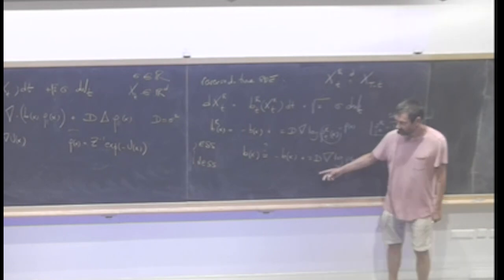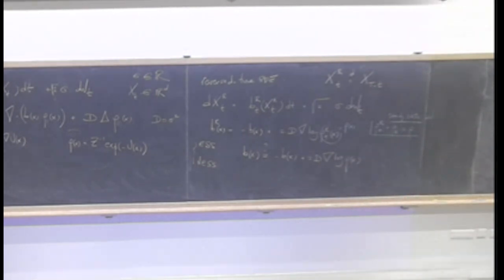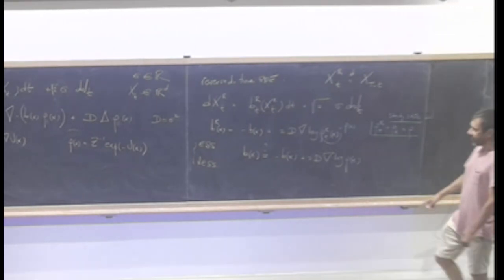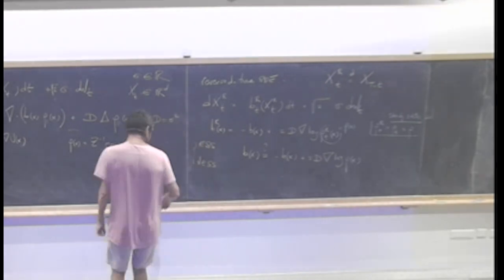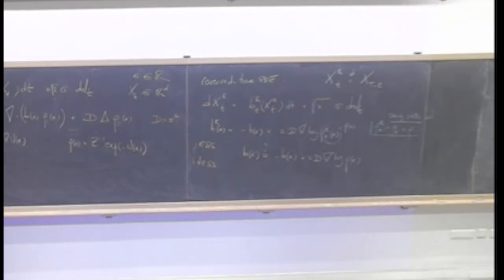Okay? Let me check that I'm not forgetting anything. Right? Okay. But as I say, in general, this will not be satisfied. So this is the canonical example of an equilibrium system. No pun intended, because this is also the canonical density. But okay, you see that there's another quantity here.